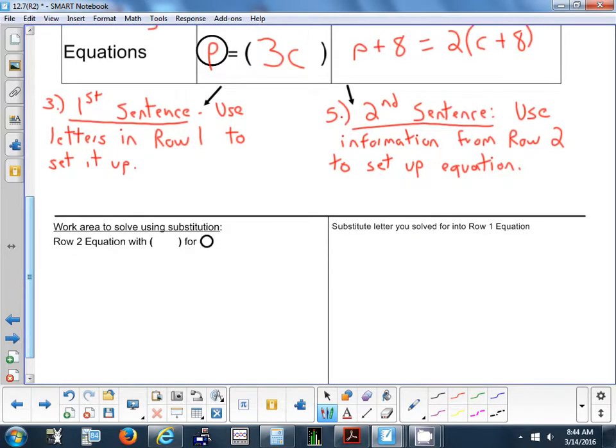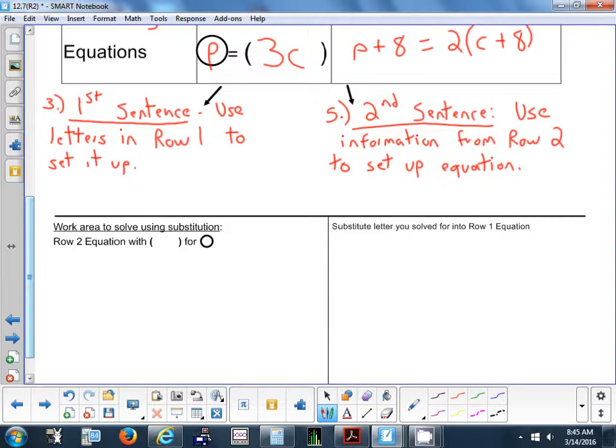We're pretty much all done with the problem. We pulled all the information out of the problem that we need. All right? Now, it says work area to solve. This is going to be on there when you take your test. It'll be there all week. Work area to solve using substitution.